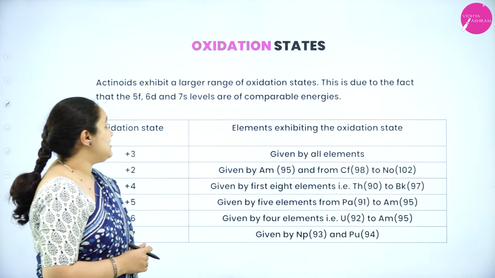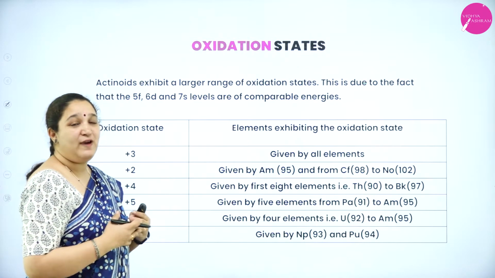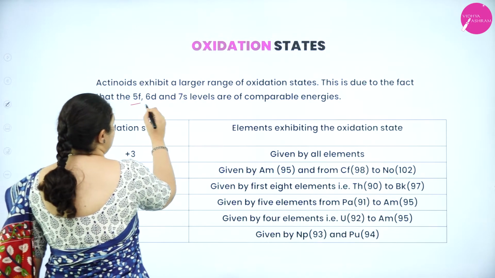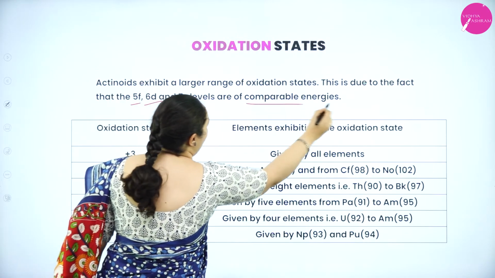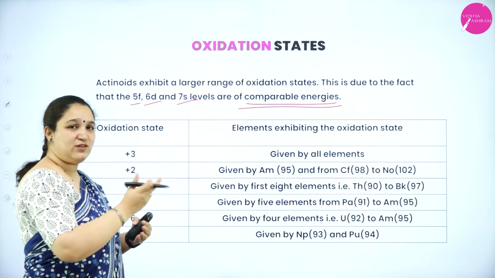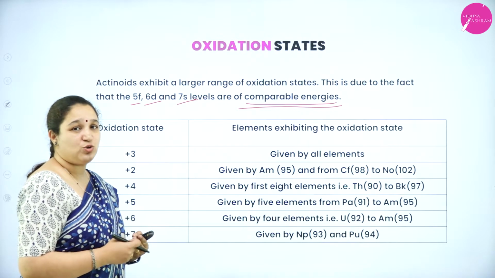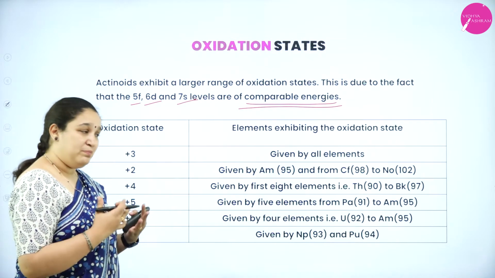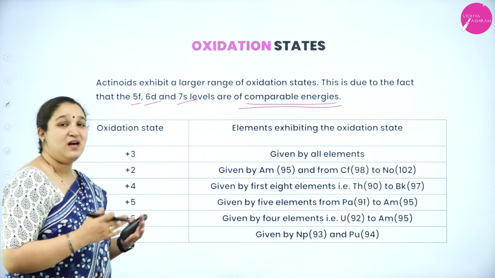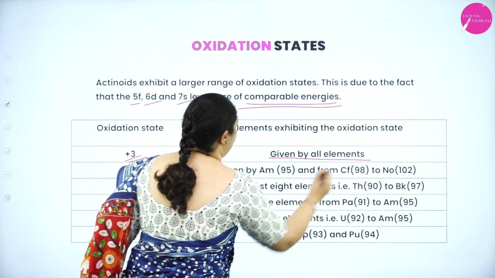Okay, next is about the oxidation state. Actinoids exhibit variable oxidation states. That is because the 5f, 6d and 7s orbitals all have similar energy, very close to one another, and the electrons can jump from one orbital to another very easily. Thus, they can show variable oxidation states. But the common oxidation state usually shown by all the elements is +3 state. Okay, so +3 state is given by all elements.